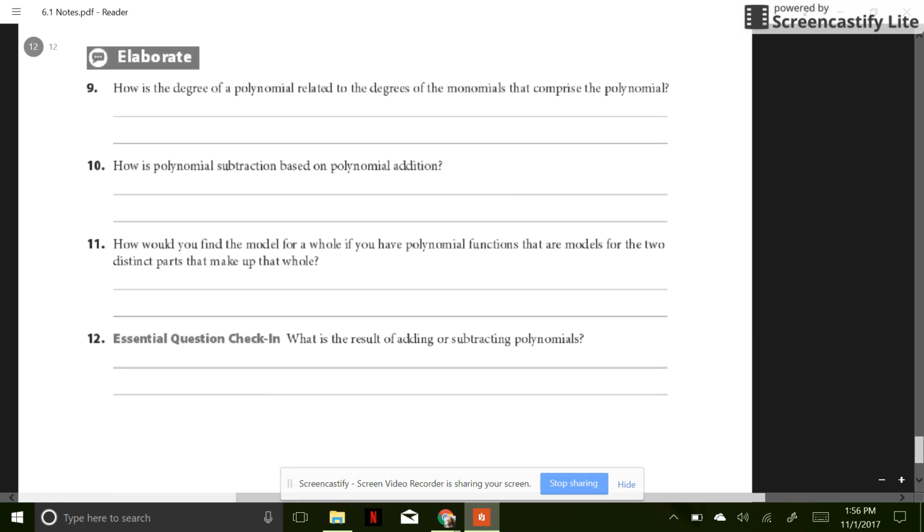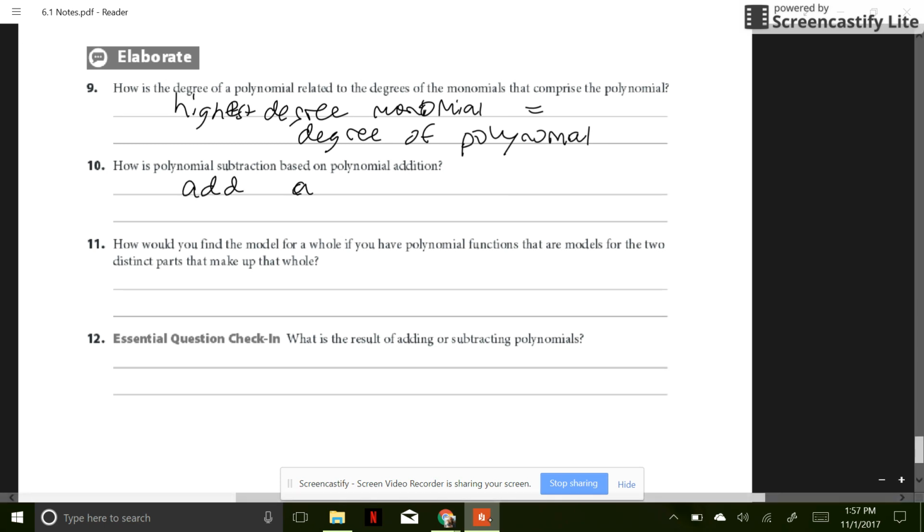All right, so summing up a little bit here. How is the degree of a polynomial related to the degrees of the monomials? The highest degree monomial is equal to the degree of the polynomial. So whatever the highest degree monomial is, that's the total degree of the polynomial. So to do subtraction, you could add the opposite of the second polynomial.